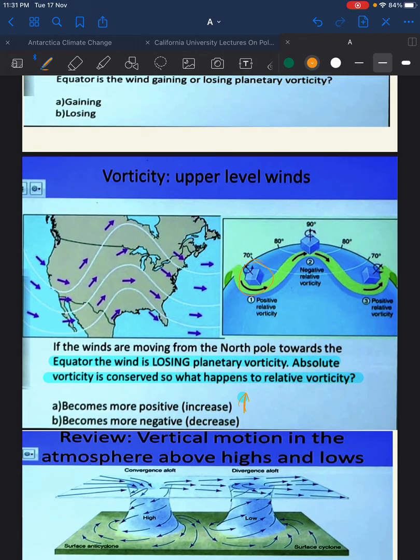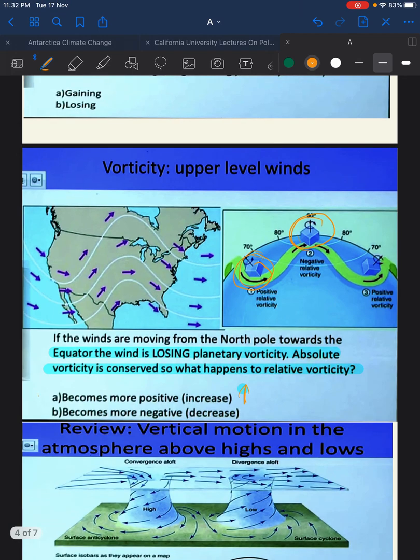That means, at this point, the rotational speed of a body with respect to Earth is increasing, while here the rotational speed of a body with respect to Earth is decreasing. That's why it is negative. Okay, so you can say that the correct answer over here is A. It becomes more positive. That means it will increase.